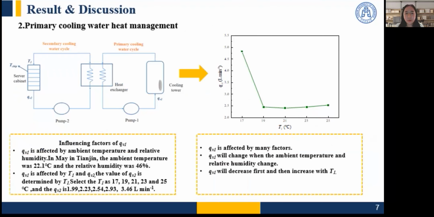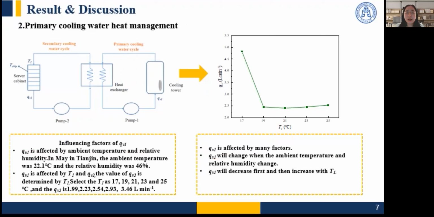Then we studied primary cooling water heat management. QV1 is affected by ambient temperature and relative humidity. On May 20, the ambient temperature was 12.1 centigrade and the relative humidity was 46 percent. QV1 will decrease first and then increase with T1. QV1 is affected by T1 and QV2. The volume of QV2 is determined by T1.